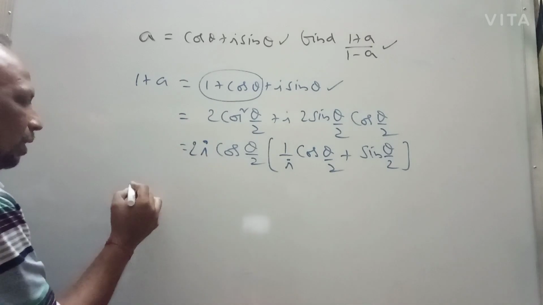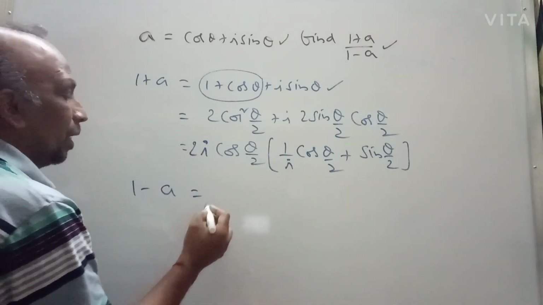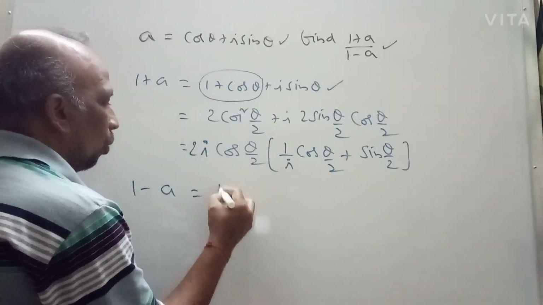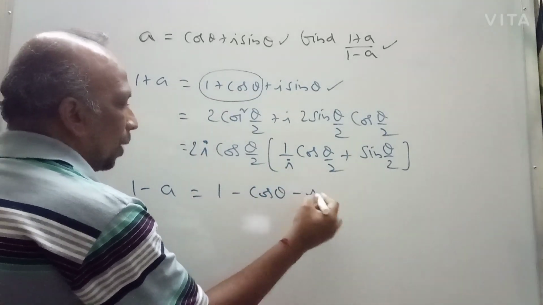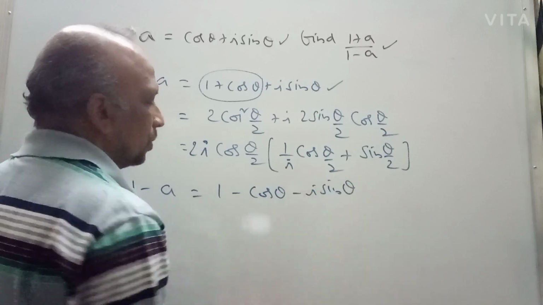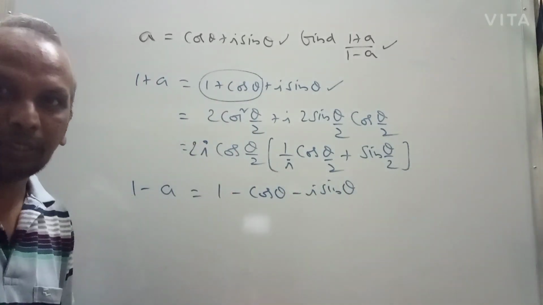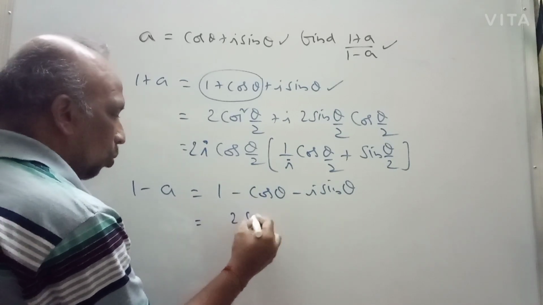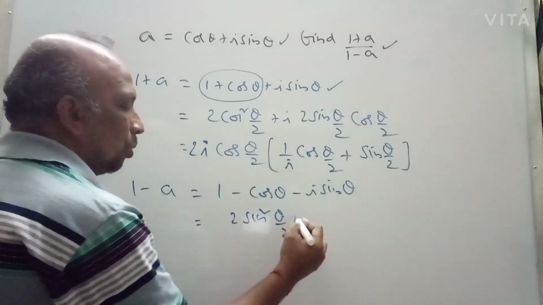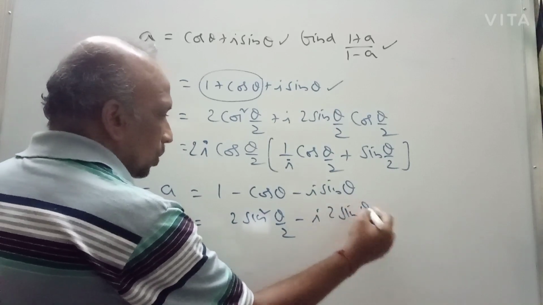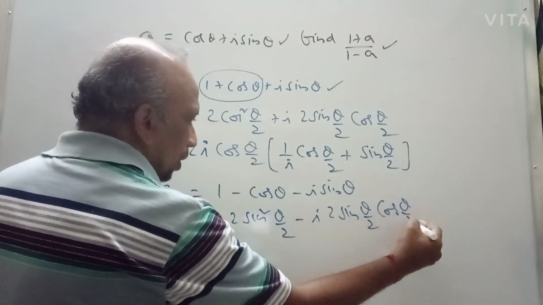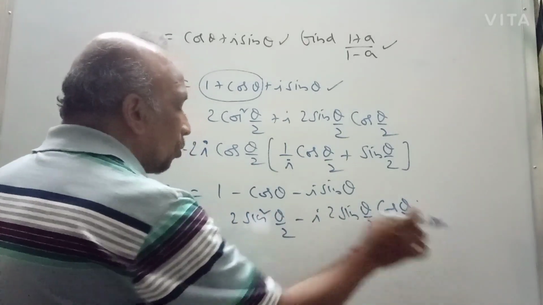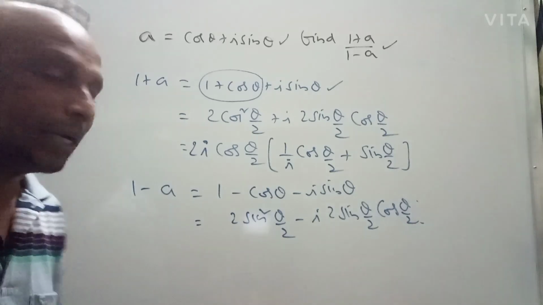Now you take 1 minus a. So similarly, what is 1 minus a? If you take 1 minus a, same concept, you will get 1 minus cos theta minus i sin theta, right? If we use the formula 1 minus cos theta, this will become 2 sin square theta by 2 minus i into 2 sin theta by 2 cos theta by 2. It will come like this. I can take 2 sin theta by 2 common here.